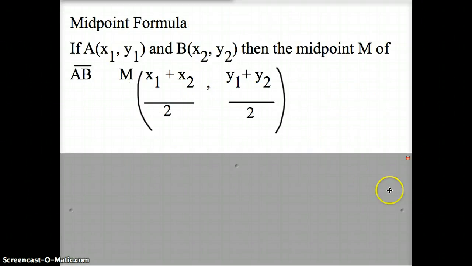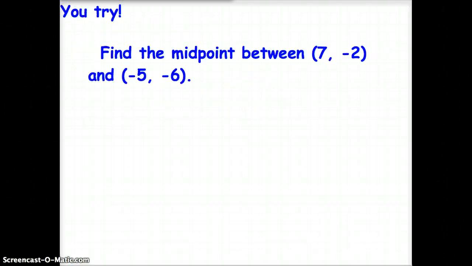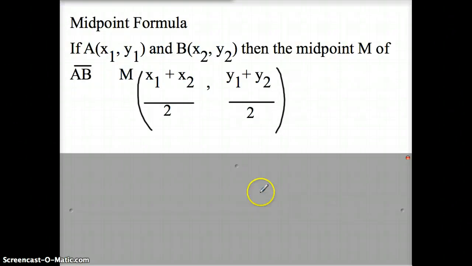The midpoint formula. For the midpoint formula, oh, actually, hang on, nope, okay, sorry.